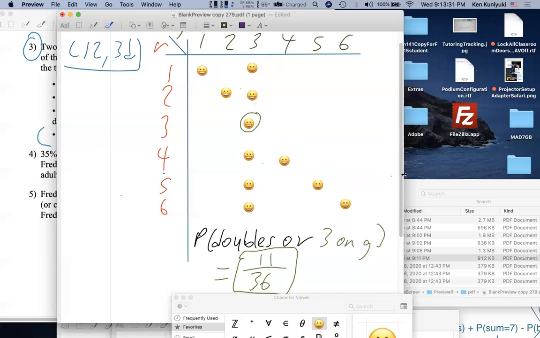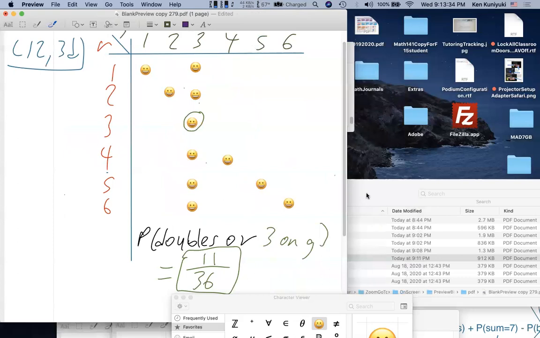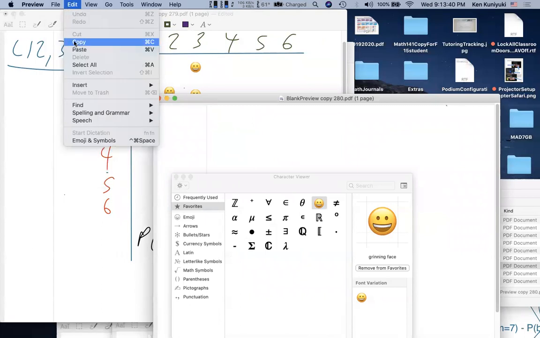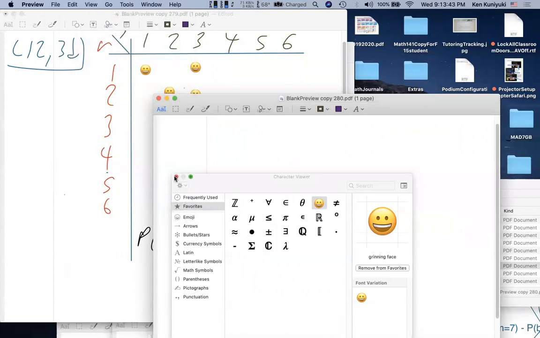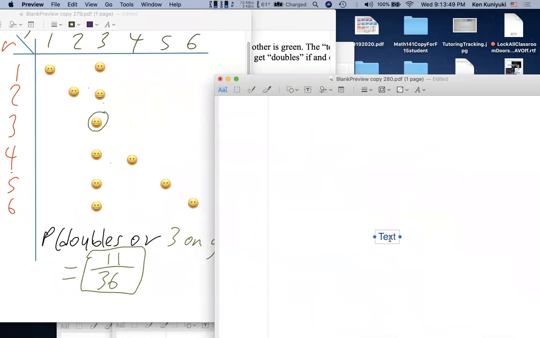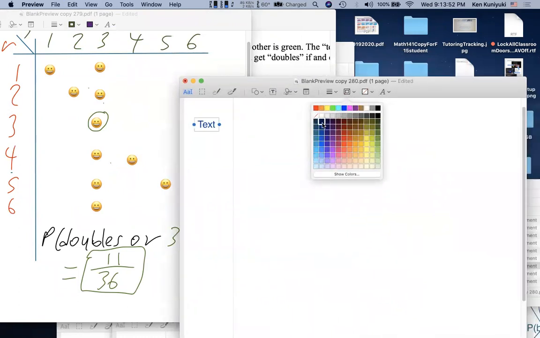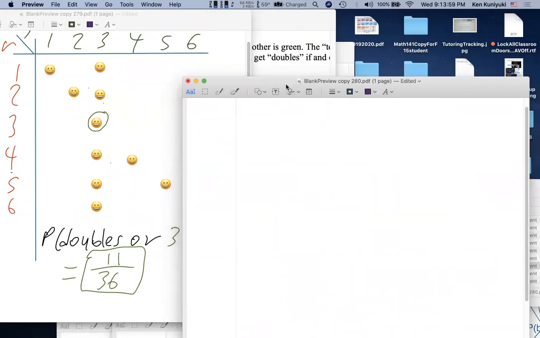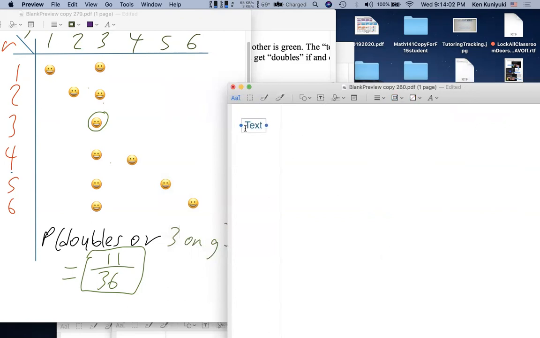And in fact, now not that you would do this, but you could do a formula in principle. Just for kicks, I'll show you how it works. So what's the probability of doubles or a 3 on green? It is the probability of doubles plus the probability of a 3 on green minus the probability of both. Here's another way you could do it. Although I wouldn't expect you to do it this way, all right?